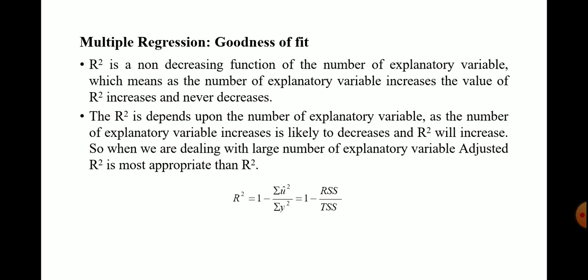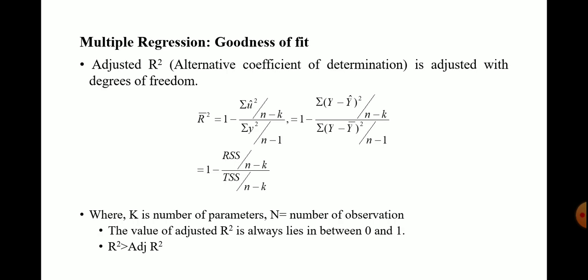When we come to goodness of fit in the multiple regression model, we won't use the r square, because r square is a non-decreasing function of your independent variables. That means if you increase the number of independent variables, your r square will automatically increase. So you have to adjust your ESS and TSS, or RSS and TSS, with degrees of freedom, that is n minus k and n minus 1. If you adjust r square with degrees of freedom in both numerator and denominator, it is known as the adjusted r square, or alternative coefficient of determination.